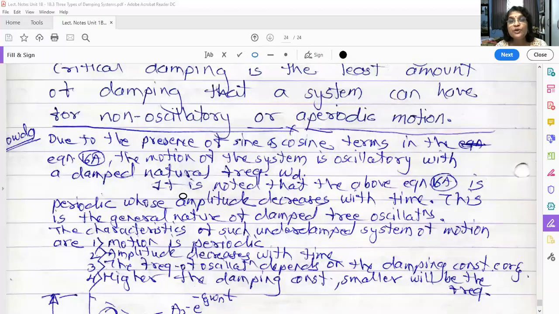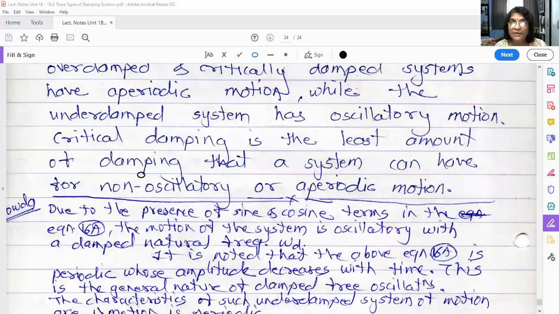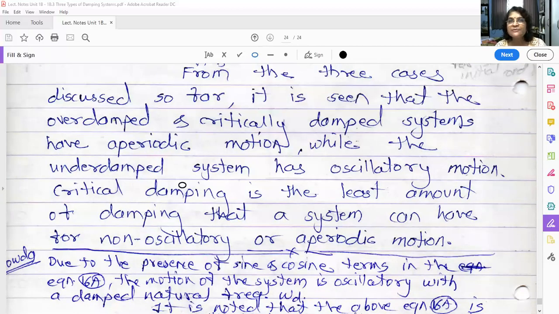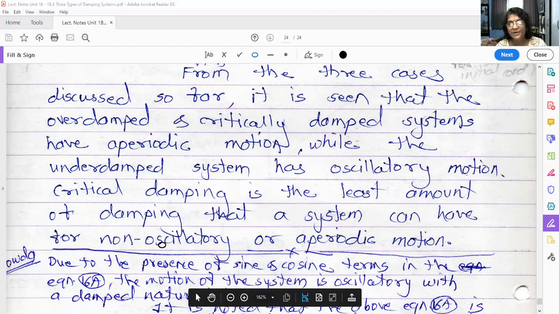Now this equation you require even for forced vibration in unit number 2. So what is the conclusion of these 3 types of systems which we have studied? From the 3 cases discussed so far, it is seen that for overdamped and critically damped systems, there is an aperiodic motion, while for the underdamped system, it is an oscillatory motion. Critical damping is the least amount of damping that a system can have for non-oscillatory or aperiodic motion.